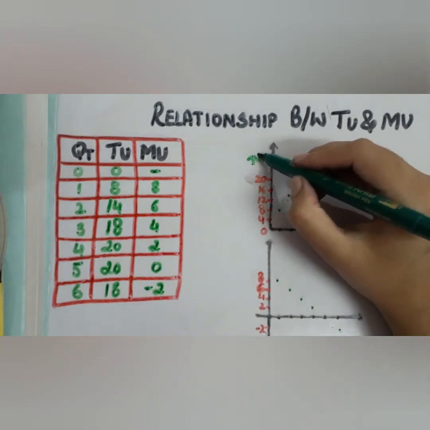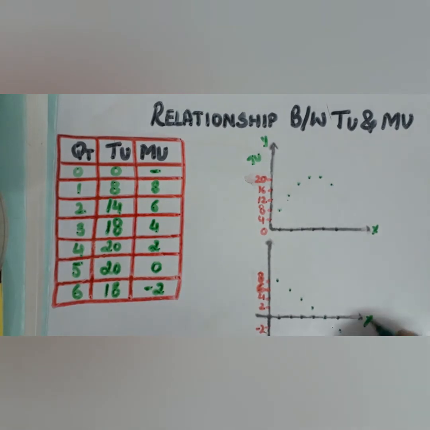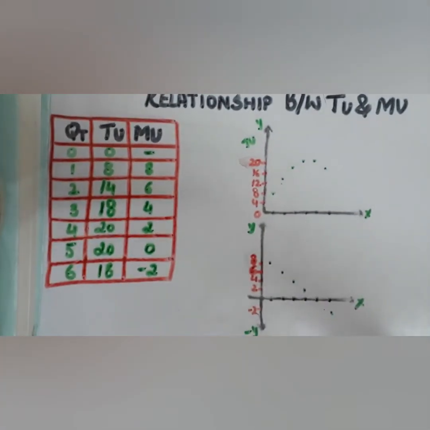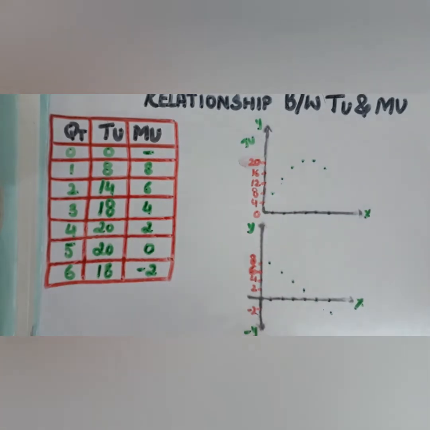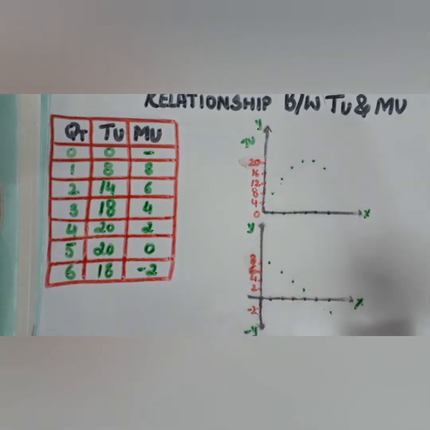So I am taking total utility on the y-axis. This is your x-axis, again x-axis, y-axis, and negative y-axis. This is your negative y-axis. Now, starting the point plotting. First of all, we will be plotting the points. I have plotted it for my convenience so that I can explain to you.